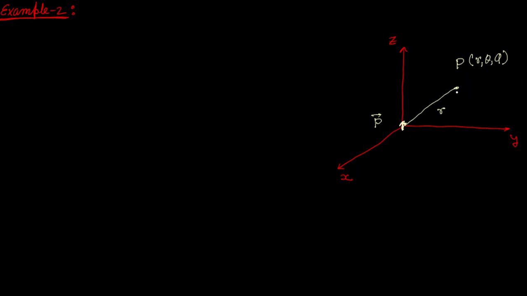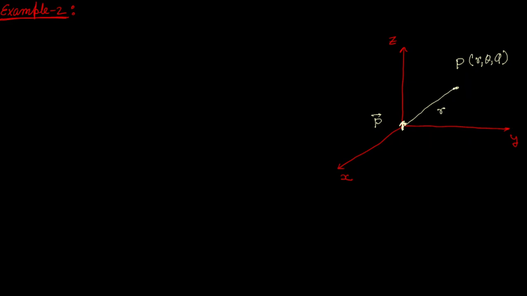So later we'll see that if we place a dipole like this, at any point, if we calculate the electric field or potential, the electric field and potential will always be independent of phi. So it will be only a function of r and theta. Why is it so?